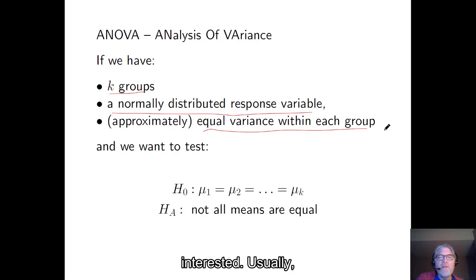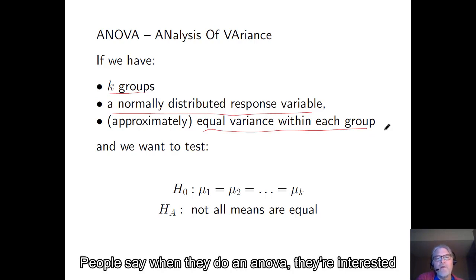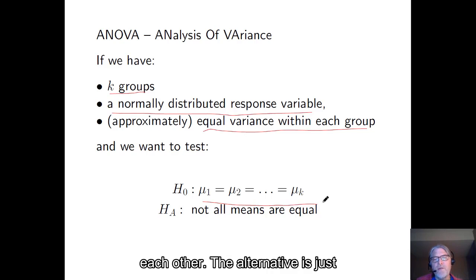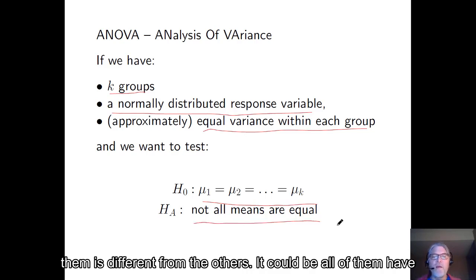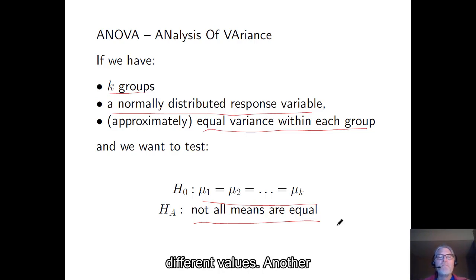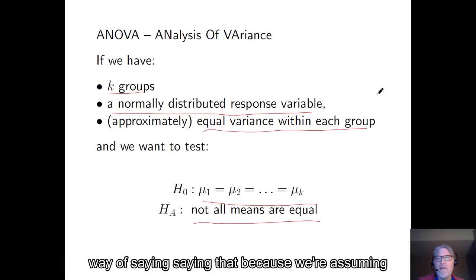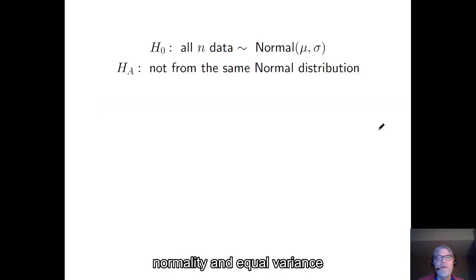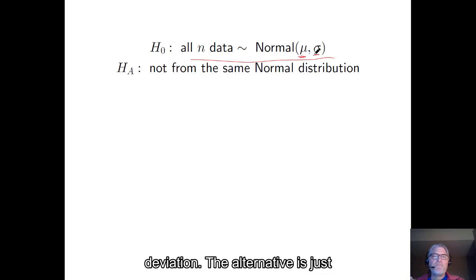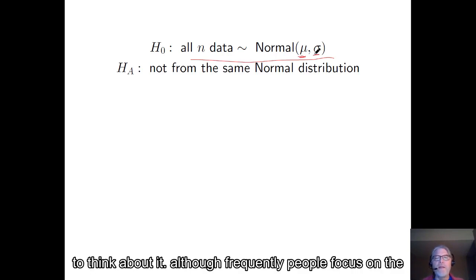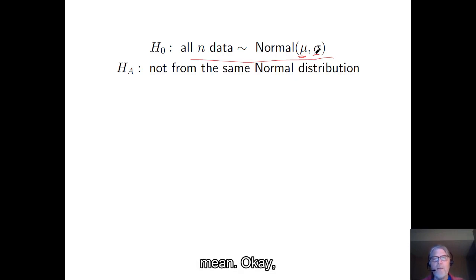Usually when people do an ANOVA, they're interested in testing whether all the means of the groups are equal to each other. And the alternative is just that not all of them are equal. So it could be just one of them is different from the others, or it could be all of them have different values. Another way of saying that, because we're assuming normality and equal variance, is that the null hypothesis is that all of our data points come from a single normal with one mean and one standard deviation. The alternative is just rejection of that. That's a good way to think about it, although frequently people focus on the mean.